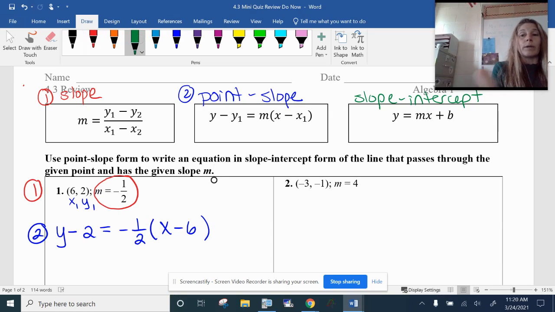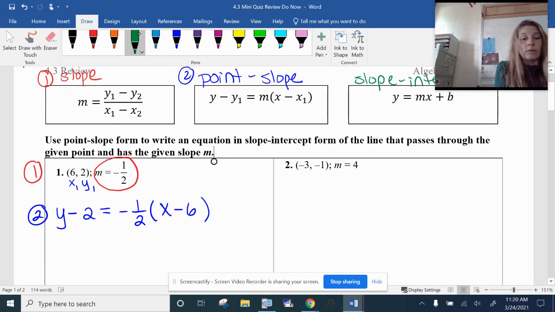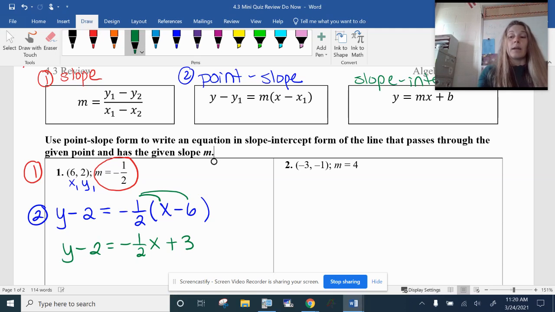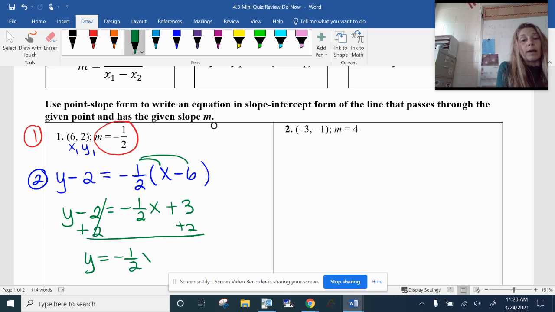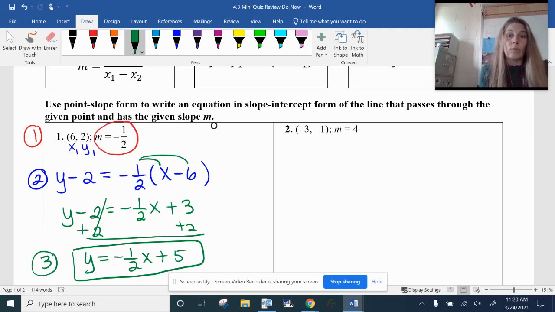Now I want to put it into slope intercept form, which is essentially just getting that y by itself. So what I would have to do now is distribute that negative 1/2. So negative 1/2 x, and then negative times negative will be a positive, and 1/2 times 6 works out to 3. So I have y minus 2 equals negative 1/2 x plus 3. The last thing I would have to do to get the y by itself is bring that 2 over to the other side. So y equals negative 1/2 x plus 5. So this would be my answer in slope intercept form.